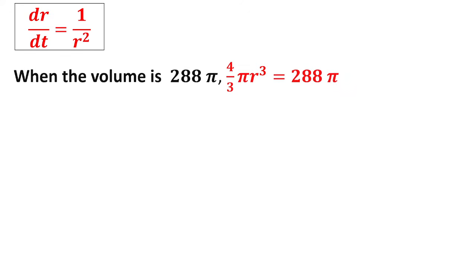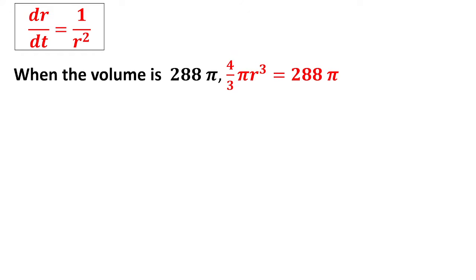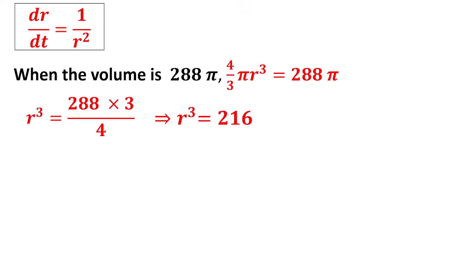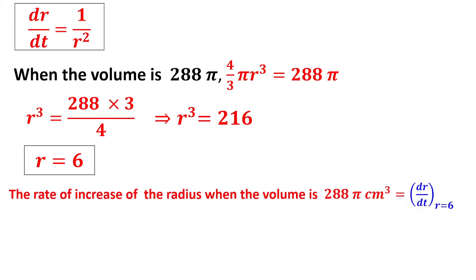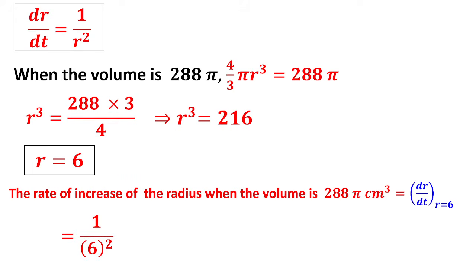What is given? Volume is given. Therefore, volume 4 by 3 pi r cube is 288 pi. From there, I am getting what r is. r cube is 216. Therefore, r is equal to 6. Now, put it there in dr by dt. Therefore, when r is equal to 6, dr by dt is 1 by 36. Therefore, option C is the correct option.